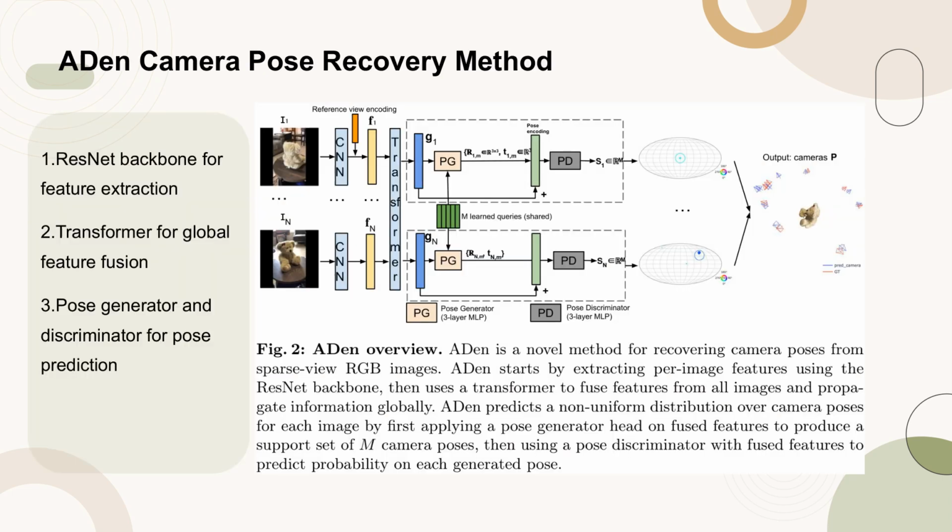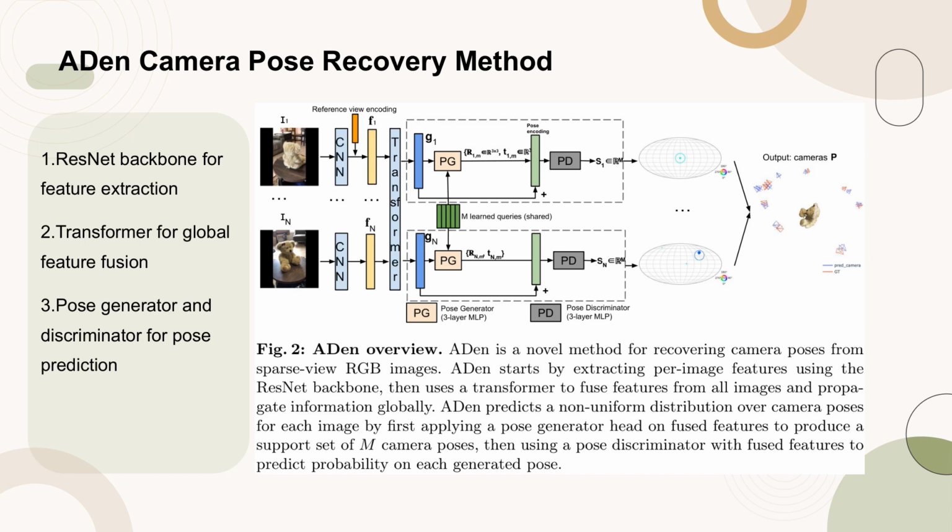Figure 2 provides an overview of ADen, a novel method designed for recovering camera poses from sparse-view RGB images. The process begins with the extraction of per-image features using the ResNet backbone. These features are then fused globally using a transformer, which allows for the propagation of information across all images.